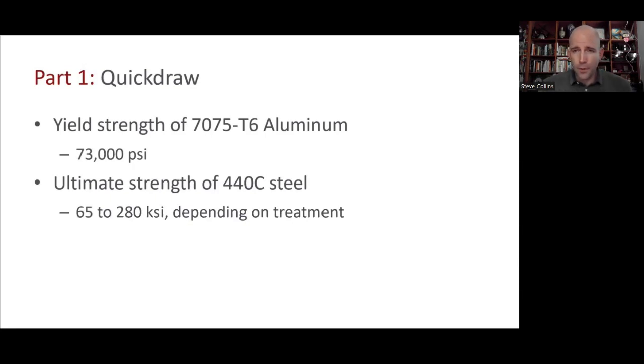You could have found answers anywhere between 65 to 280,000 PSI. And that's because the ultimate strength and the yield strength and other strength properties of steel will depend on its treatment, especially its heat treatment. And so we haven't given you enough information to know what that answer is. And so that's something important to keep an eye on when you have to use a material and you're assuming some material properties.